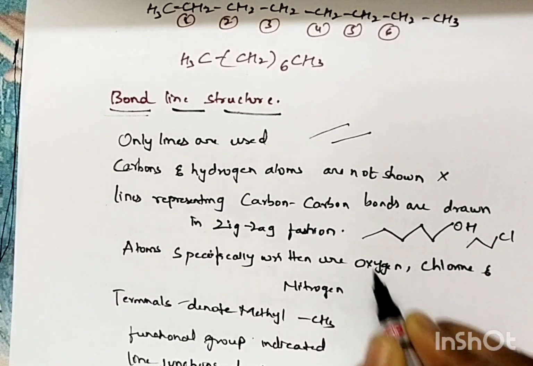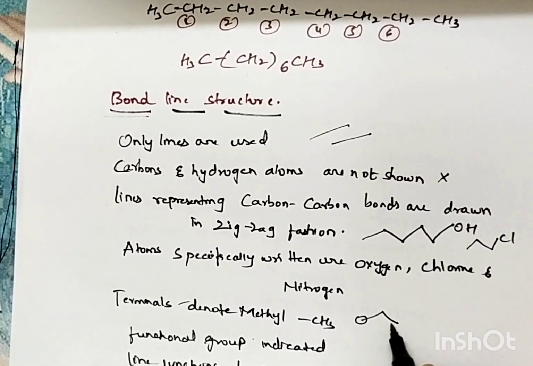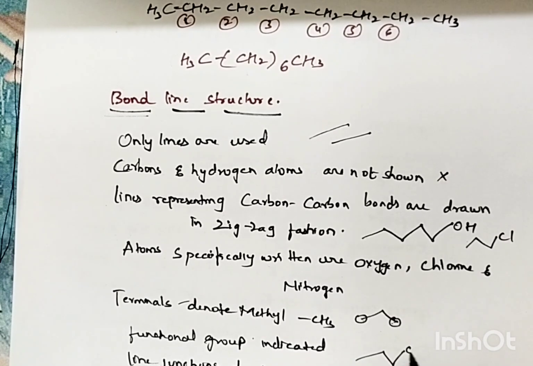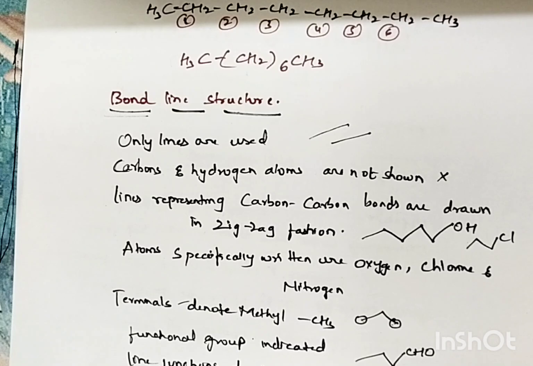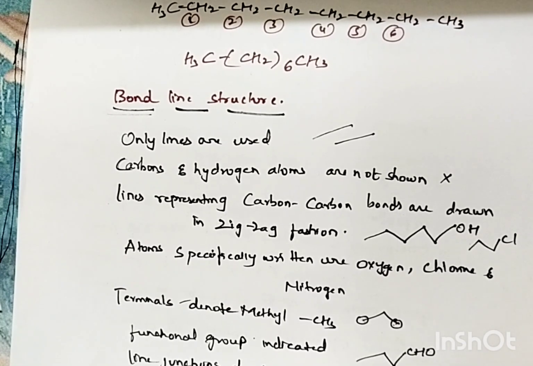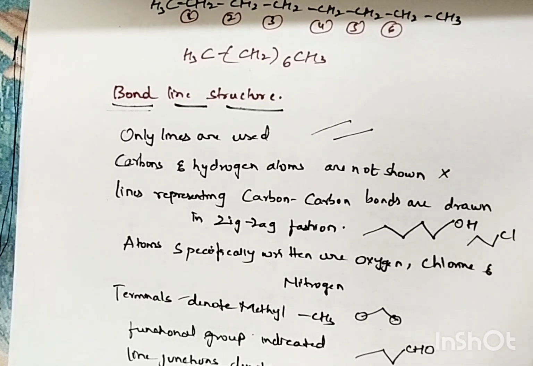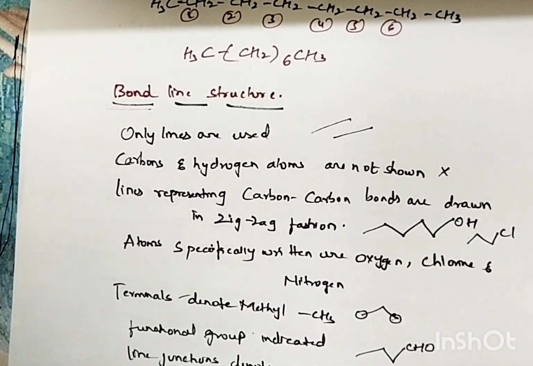The terminals, these are the ends. If they are not denoted by anything, they are just left like this. That means they are methyls. If any functional group is present, then it is indicated like this. The line junctions, these corners, are nothing but carbon atoms. Okay. So hope you understood, students. Now let's see some examples.